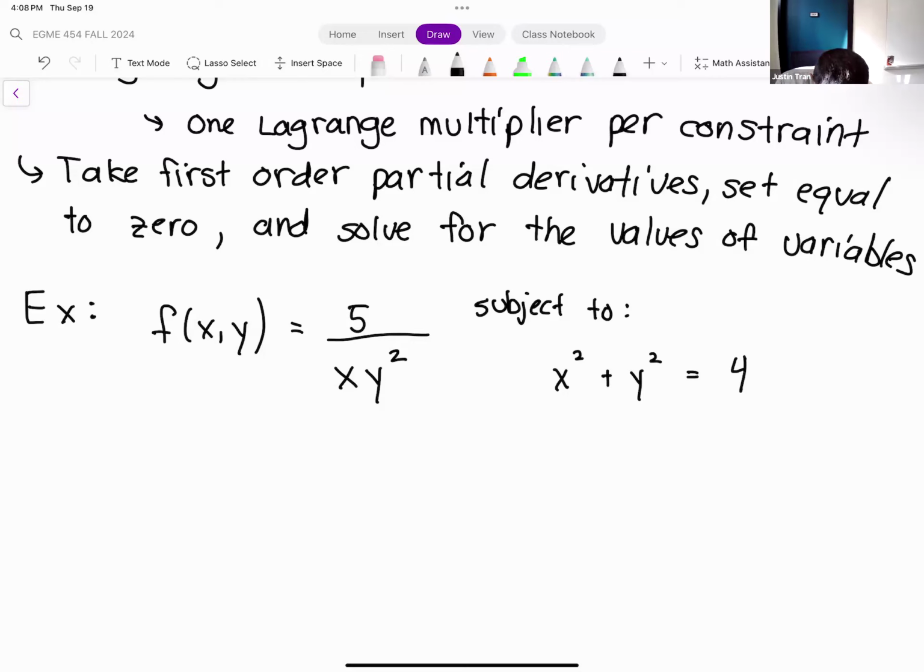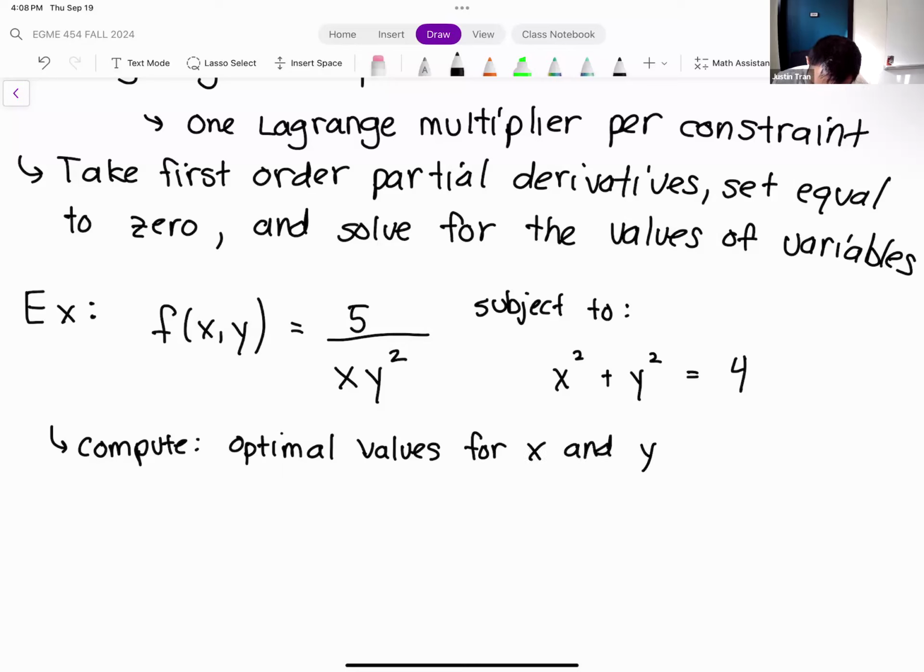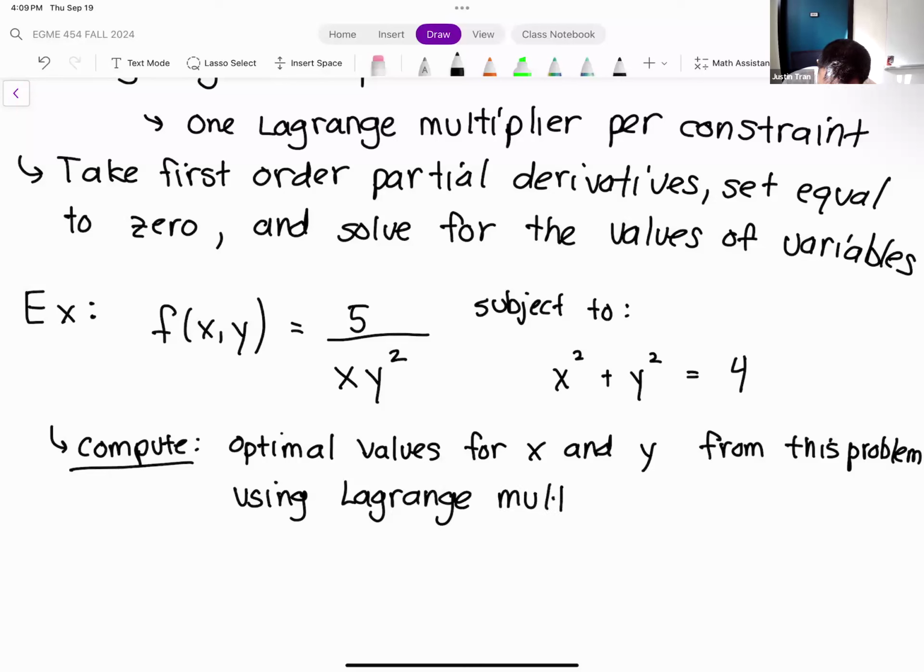Okay, and so what we want to do is compute optimal values for x and y from this problem. We're going to use the Lagrange multiplier method. Okay. So to use the Lagrange multiplier method, we need to form our Lagrange function, right? So we need to take our objective function and add to it all of our constraints. But before we do that, we need to put our constraints into standard form.